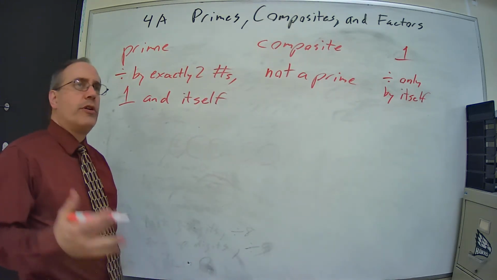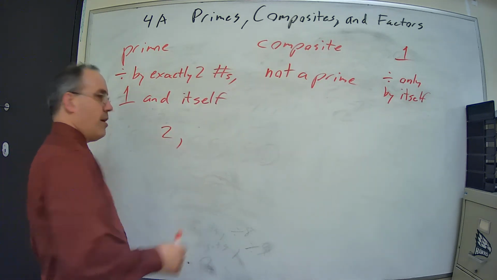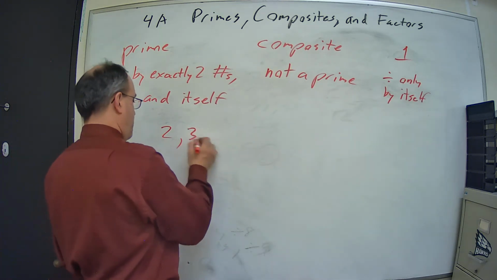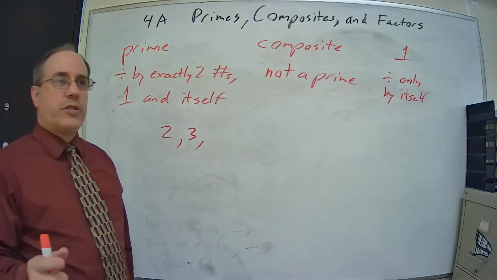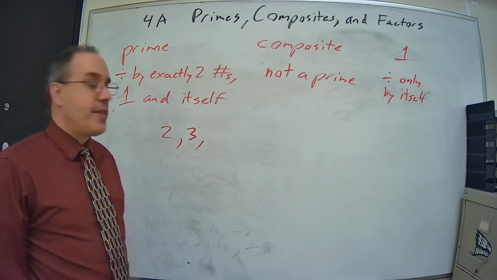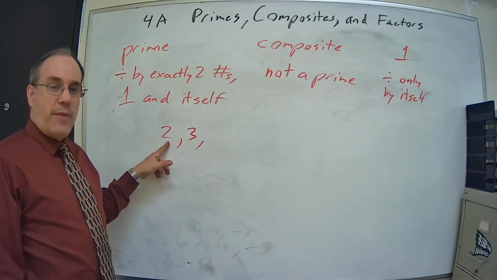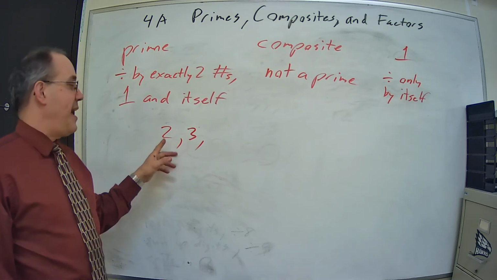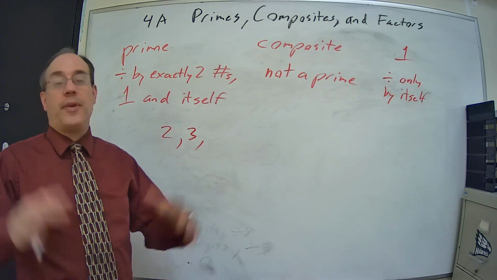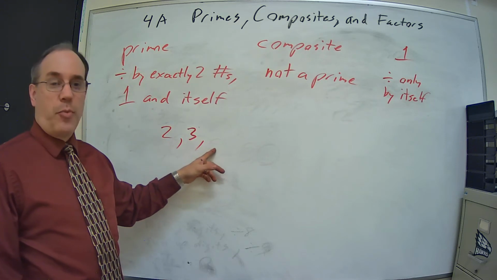So 2. 2 is divisible by 1 and 2. 2's prime. 3. 3 is divisible by 1 and 3. 3's prime. 4. 4 is divisible by 1, 2, and 4. Oh, it's divisible by more than two numbers, right? So the only even prime number is the number 2. Because any other even number is going to be divisible by 1, itself, and 2. Who knows how many other numbers, but it's already guaranteed any even number is divisible by 2.